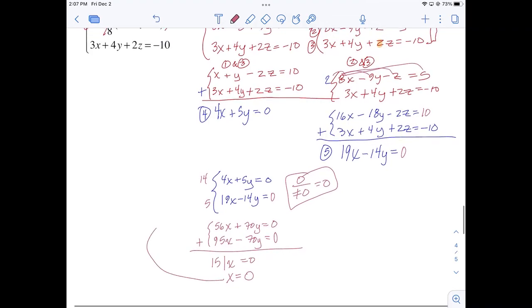So plugging that into either one of these, I'll probably plug it into the top one. So I get 4 times 0 is 0. I get 5y equals 0, which means y equals 0. What the heck?